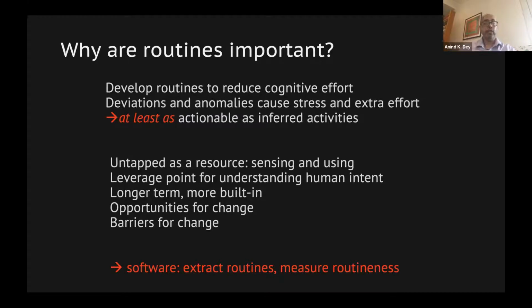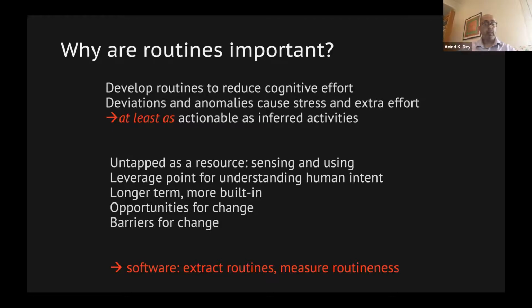When there is a deviation, whether that's a regular deviation or an anomaly, that's a place where there's often stress or extra effort has to be exerted because I can't just rely on this background process. And I will argue that routines are at least as actionable as low-level context-inferred activities. Routines are really untapped as a resource, both from a sensing perspective and from an application perspective. I think routines can provide a novel way of trying to understand human intent, which I'll argue is the basis or the reason we want to have context awareness.